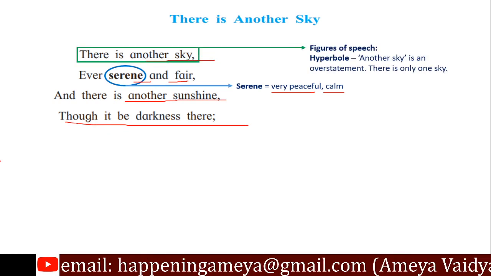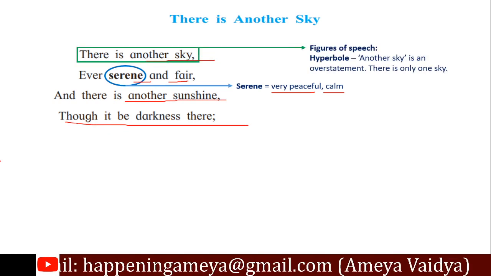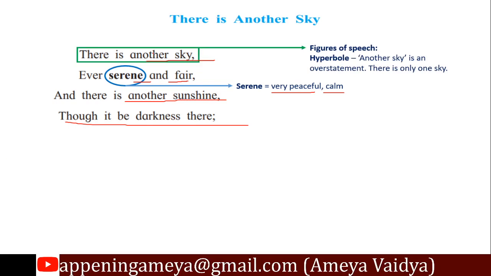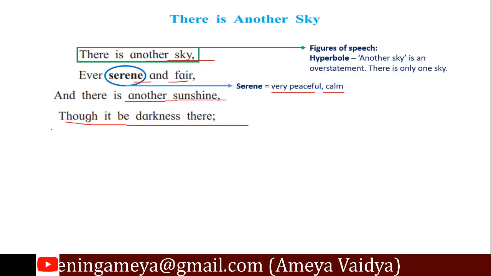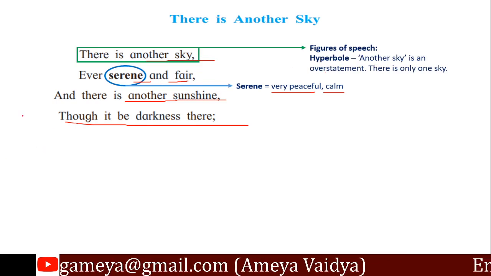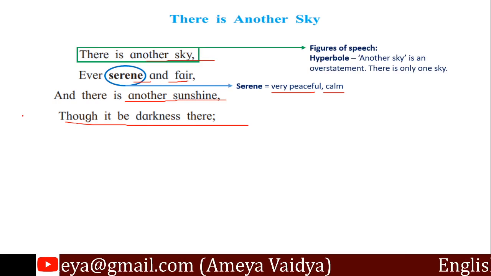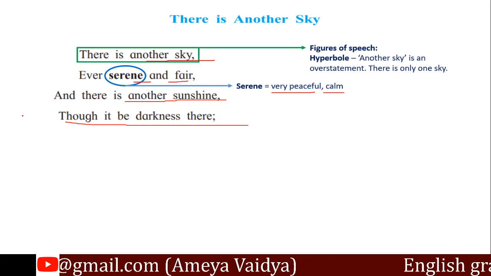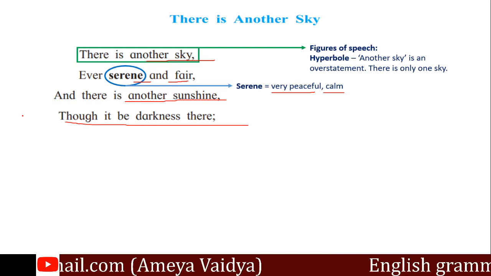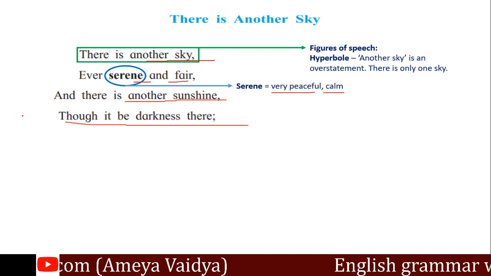So "another sky" is hyperbole, a figure of speech used, because another sky is an overstatement. You all know that there's only one sky that we see, so there cannot be literally another sky. So due to this overstatement and exaggeration, we can see that it is an example of hyperbole.